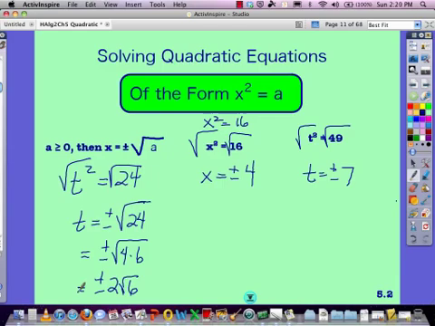2 root 6 times 2 root 6. Think about it, multiply it back out. 4 times 6 is 24, which is exactly where we started. So it works nicely. You are going to have to handle your square roots, though. If they're not perfect square numbers, you will need to rewrite them and make them simplified.